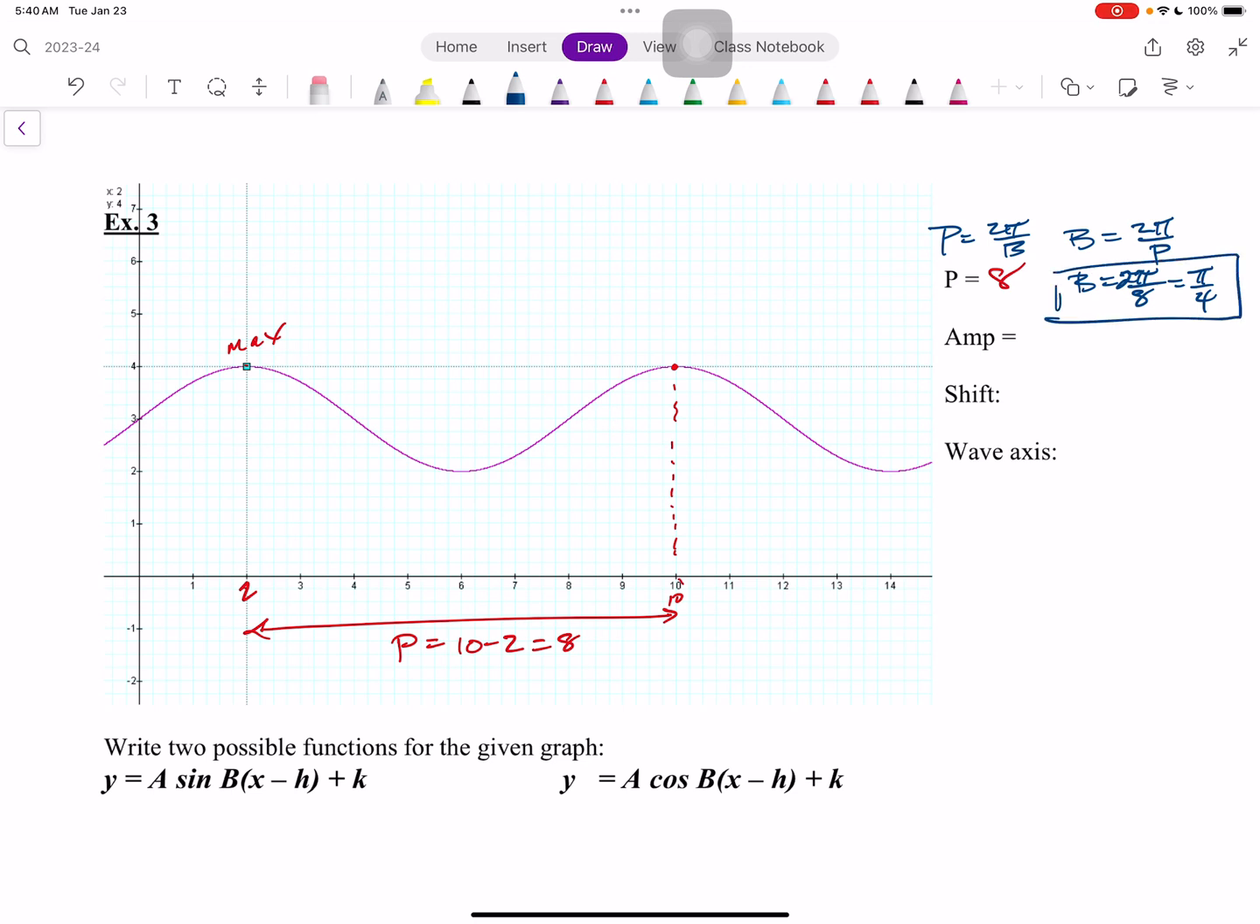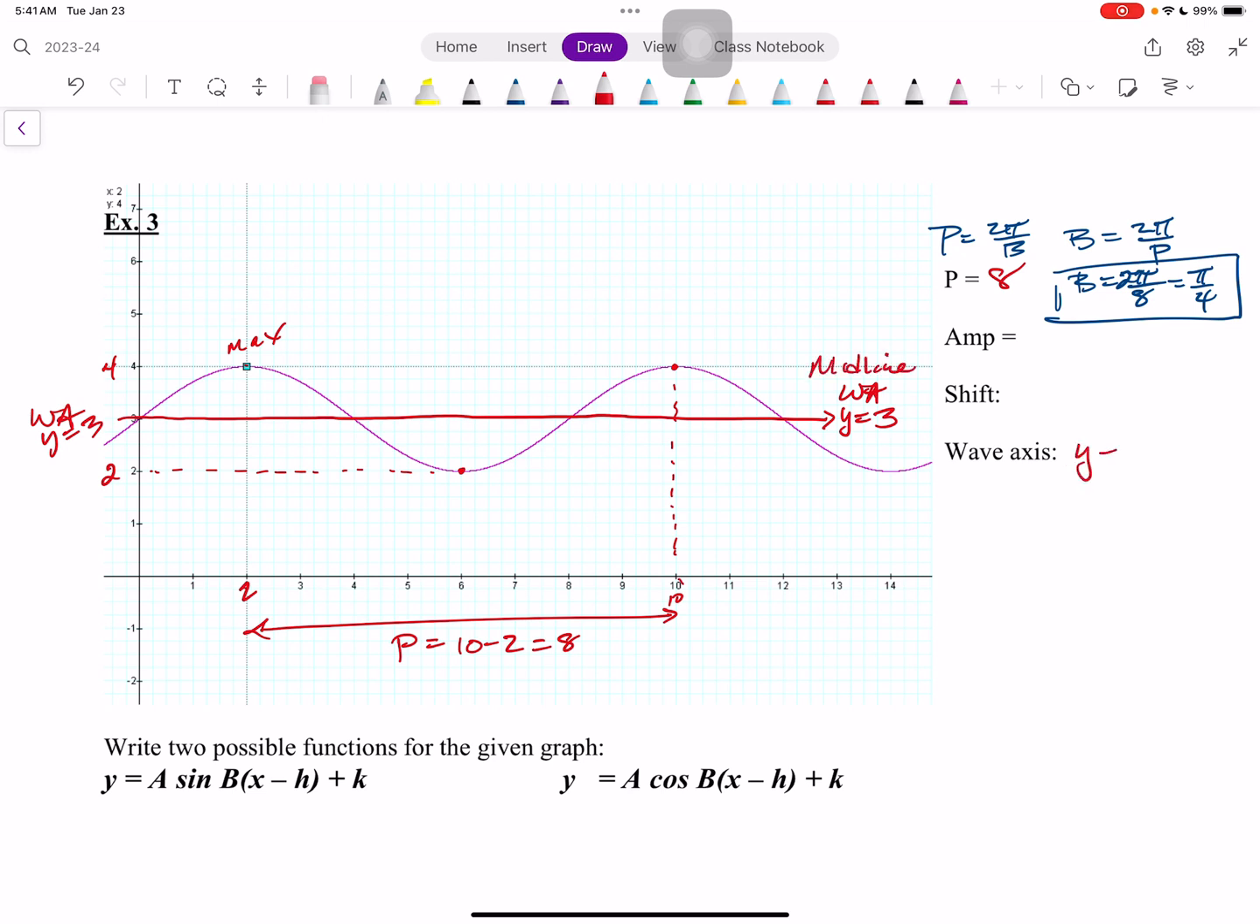Amplitude can be seen if you draw the wave axis. So let's draw the wave axis first. The maximum is at 4. Looks like the minimum here is at 2. All right. And so the wave axis has to go right through the middle. So that's at 3. So the wave axis here is y equals 3. So let's draw it. It splits the distance, right? Okay, so there's y equals 3, and there's your wave axis, or the midline, however you want to call it. So I know the wave axis is y equals 3.